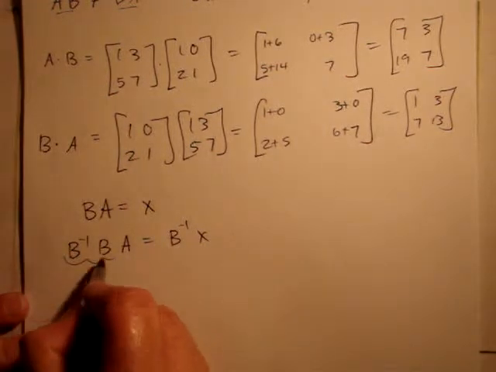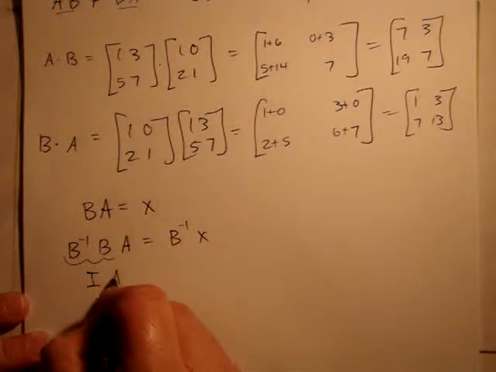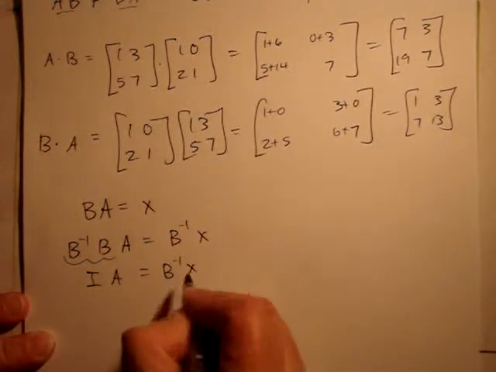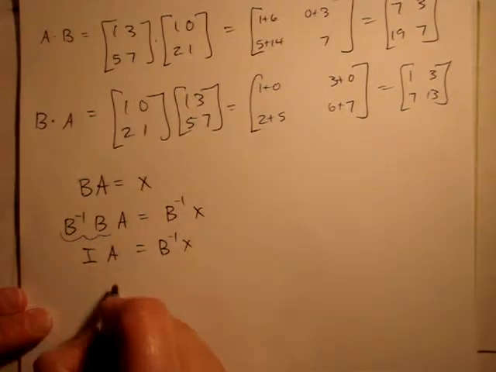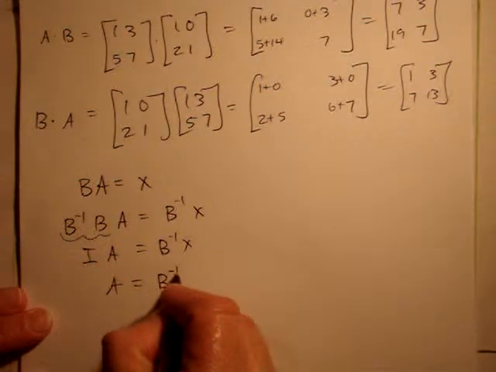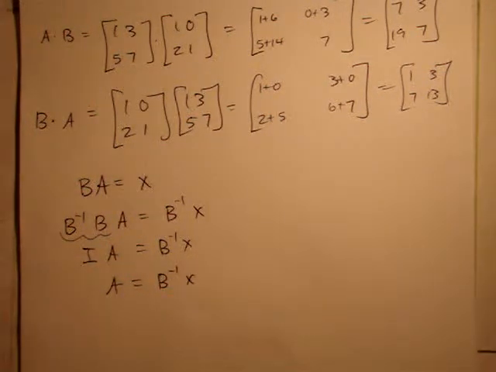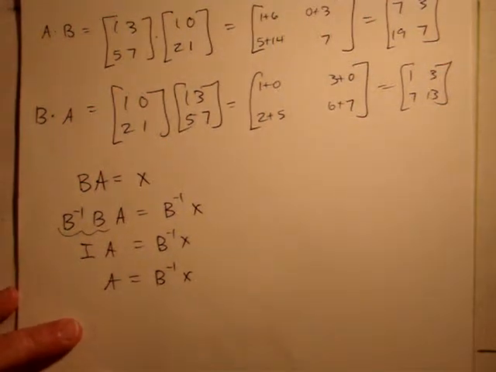Okay, and so then B inverse B becomes identity. Identity times A equals B inverse X. And then identity times anything is just A. So we can solve that way for something where we would want to tend to divide when we're doing scalars. We have to multiply by the inverse for a matrix.